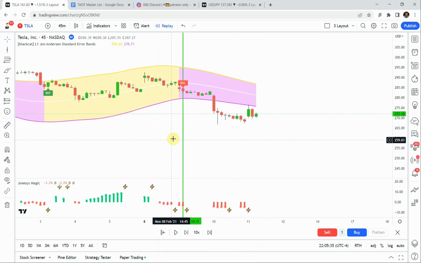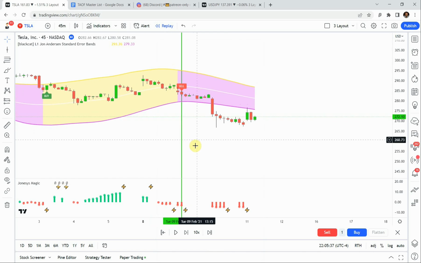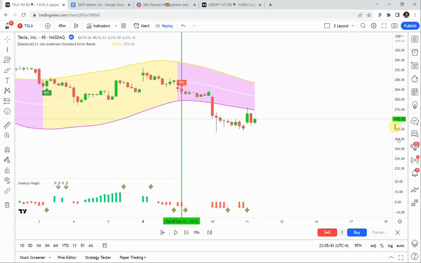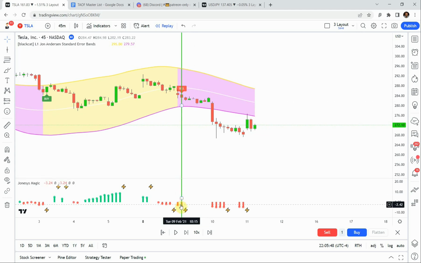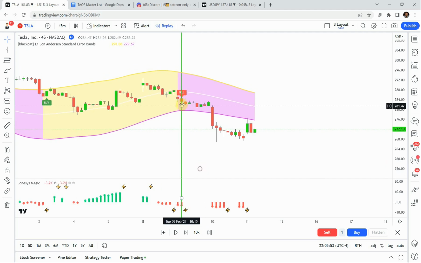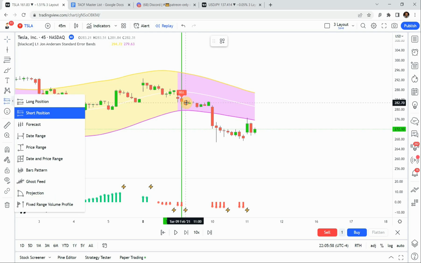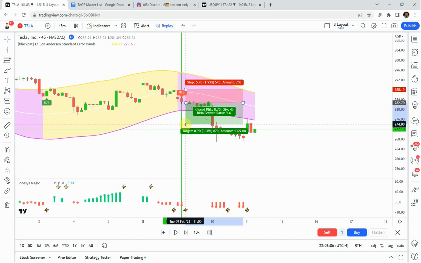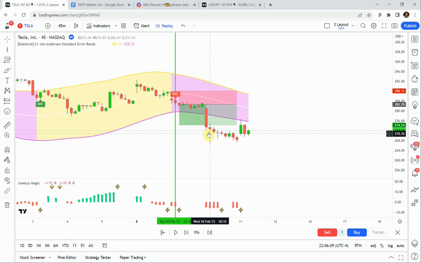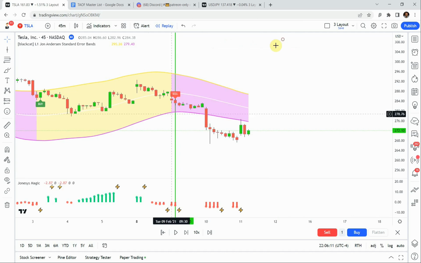All right, the strategy. What we're looking for is when we get a sell signal on the John Anderson and the price action is below the mid band, then the Jonesy magic also needs to have a red bar on the histogram. Once we get that, that is going to be an entry to go short. We will set our entry there. Our stop is going to be the last swing high, and we're going to target, like I said, the 1 to 1.5 risk reward. And you can see that this one hit our take profit rather nicely.